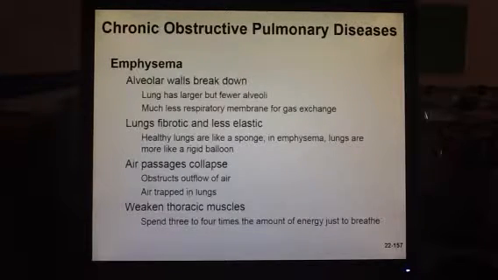Another COPD is emphysema. In this disease, the walls of the alveoli break down, and so the lungs have larger but fewer alveoli. That's not enough gas exchange. There's not enough membrane for gas exchange to occur. Also the lungs are less elastic. They're more rigid, and sometimes the air passages are collapsing. This can obstruct the outflow of air, not only the inflow, and that causes the air to be trapped in the lungs. Patients with emphysema are spending more energy and more time just breathing, and so they're not able to use that energy in other places in their body because they're using so much just to breathe.